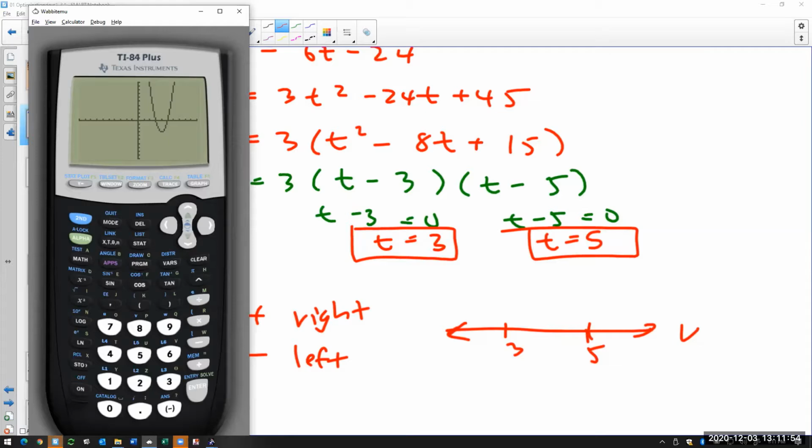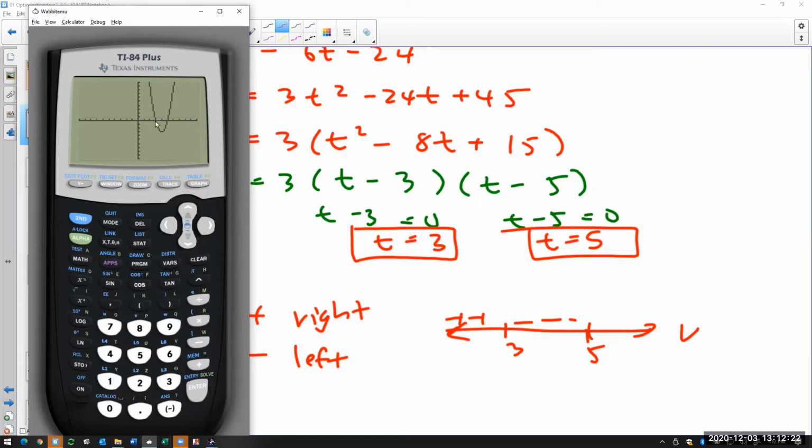Okay, when is my velocity positive? To the left of 3, am I positive or negative? Positive, meaning above the x-axis, right? Isn't that what positive means? And when is my velocity negative? What about between 3 and 5? Am I above or below the x-axis? Below, so that's velocity is negative. Positive means above the x-axis. Negative means below the x-axis.